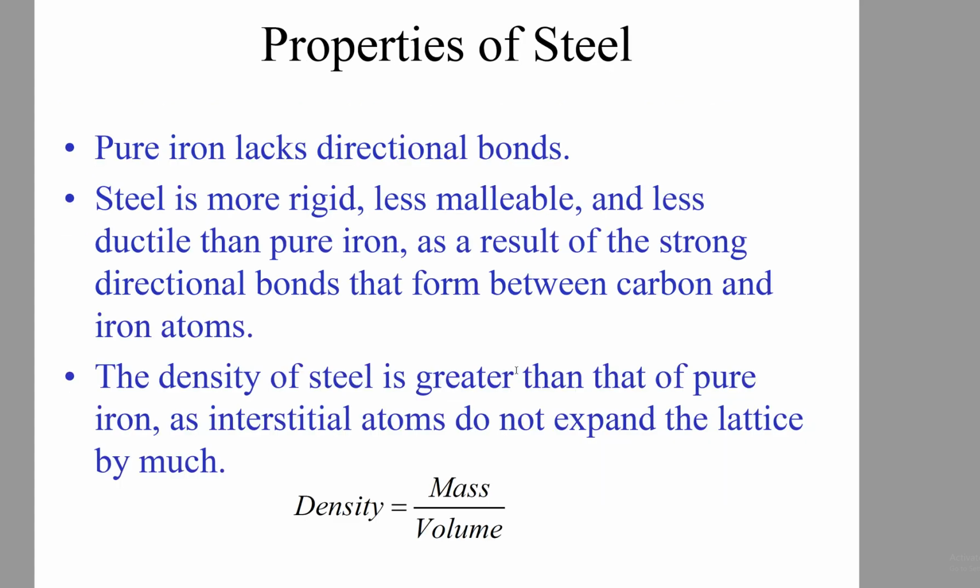Now, some properties of steel is that it basically has a lack of directional bonds. Similar to what I was talking about earlier, steel is a lot more rigid, it's less malleable, and definitely is less ductile than pure iron. And because of this, it forms very, very strong directional bonds. So if you have stronger directional bonds, what that means is that you're forming a strong connection between those atoms together. And by and large, steel is very good. It's usually greater than pure iron, and it doesn't expand the lattice by much. And so if you take a look at the density equation, steel is a perfect example of a metal being used.